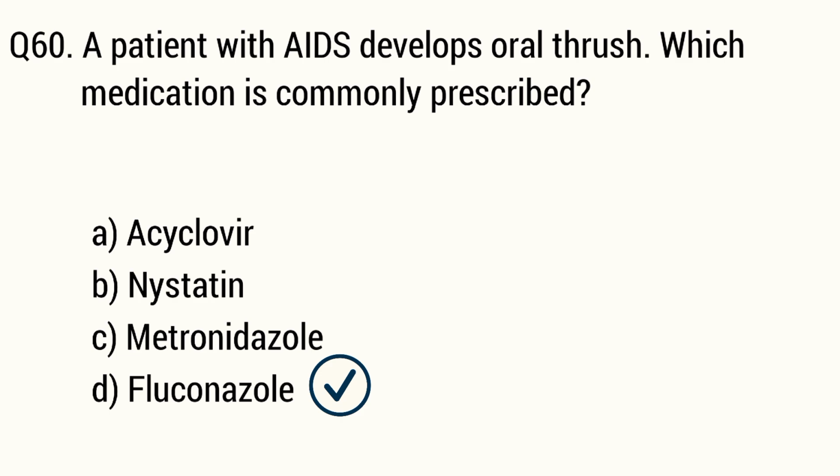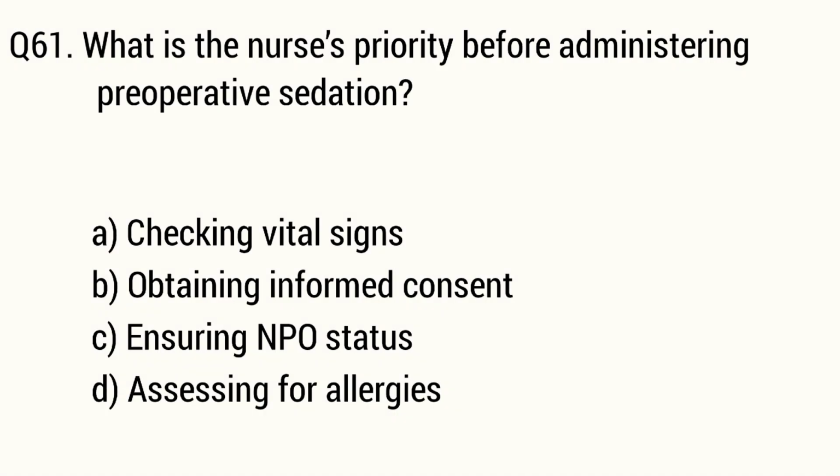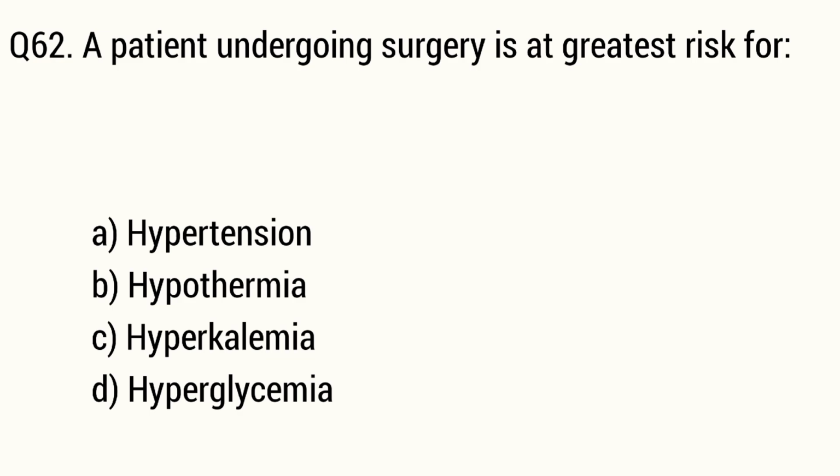Question number 61. What is the nurse's priority before administering perioperative sedation? The right answer is option D, assessing for allergies. Question number 62. A patient undergoing surgery is at greatest risk for? The right answer is option B, hypothermia.